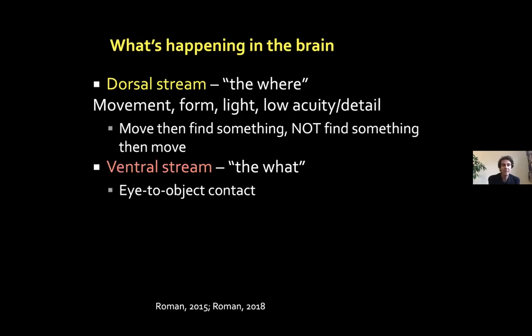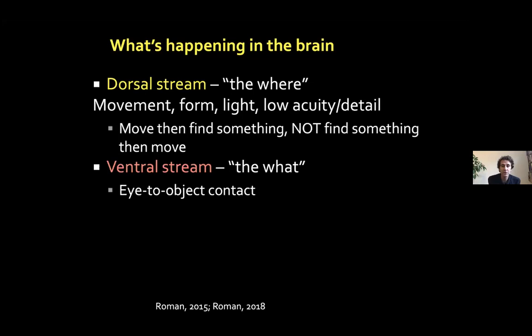The first stream is the dorsal stream. The dorsal stream is called the where stream because it gives you rough information about where things are. It gives you a lot of input about movement, that something is moving around you. It gives you information about what forms or shapes are around you. It gives you information about lighting. I can tell right now over in my periphery there's a window, so it's kind of bright, whereas over here in the darker side of the room, it's not as bright.